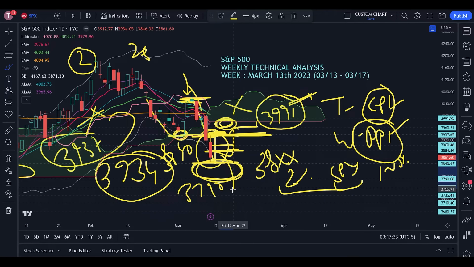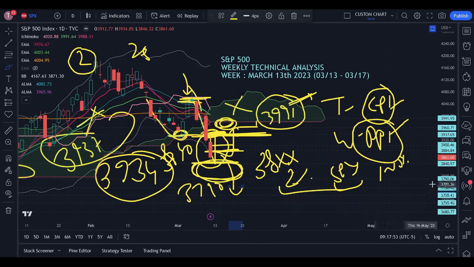A heavy breach of this zone is not permitted until and unless S&P 500 spends some good time here, at least 1 day minimum. Historically, it says 2 to 3 days. It should be there.